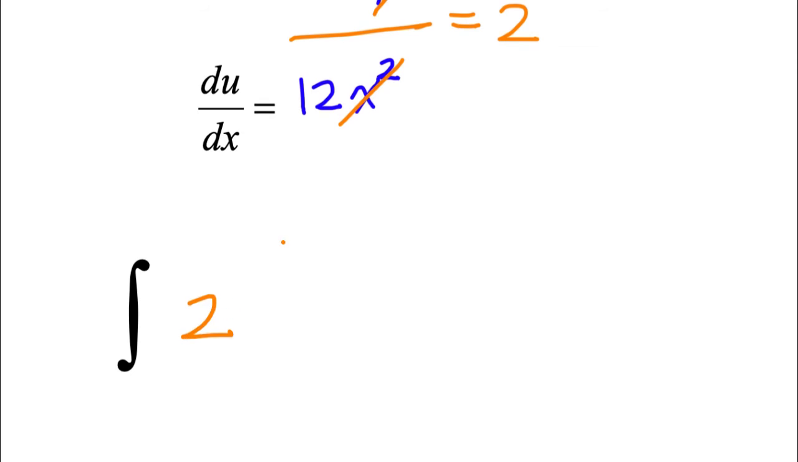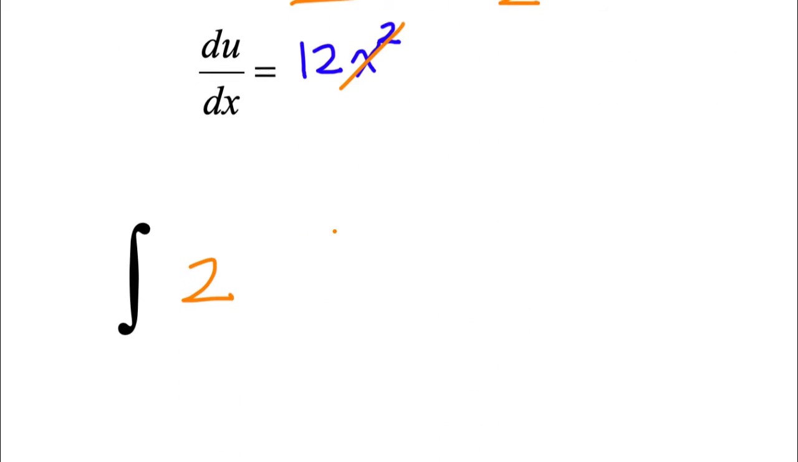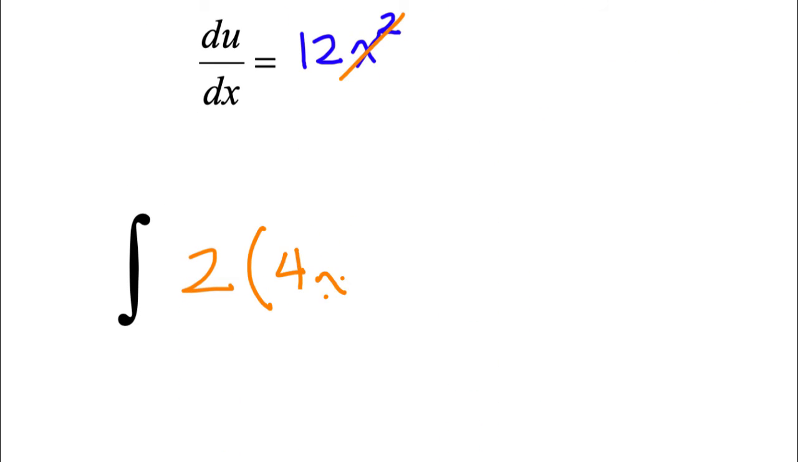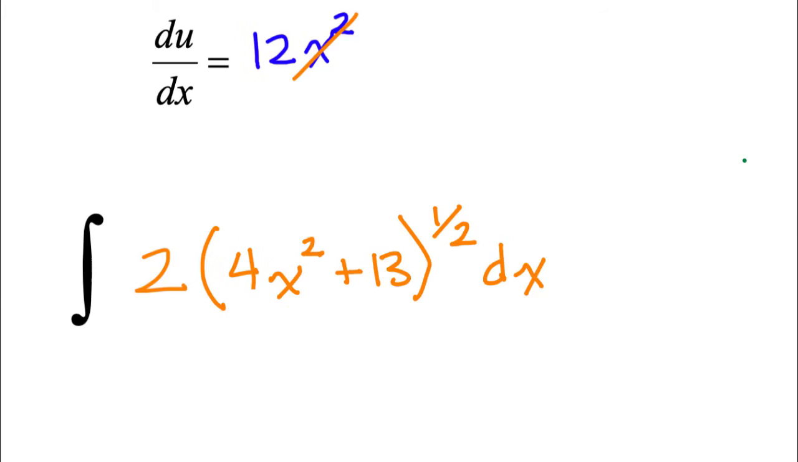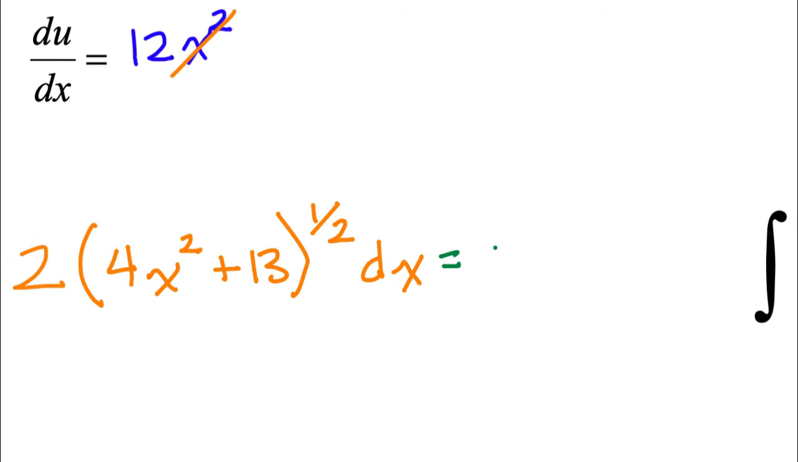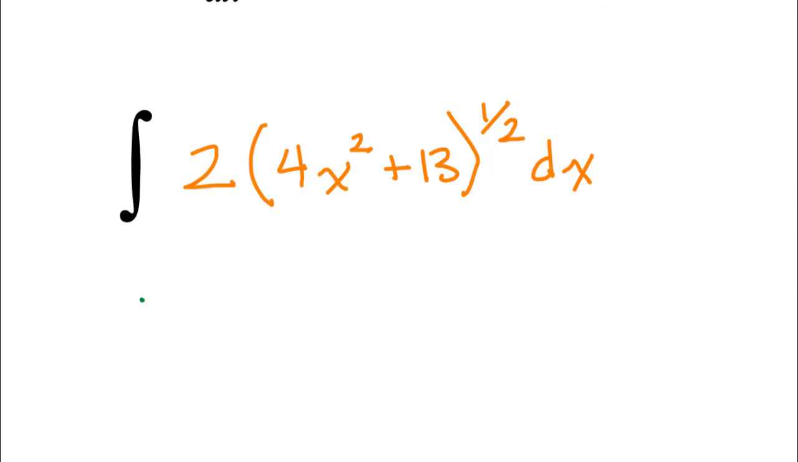This is now going to be 2, and then what's left over, I have this 4x cubed plus 13, all to the power of 1/2 still. Don't forget our dx. Let's go ahead and take our antiderivative now. Antiderivative, I still have that 2. I'll leave some space. I don't know if I have enough room over there. I'm going to have to go down here. This is now 2, leave some space.